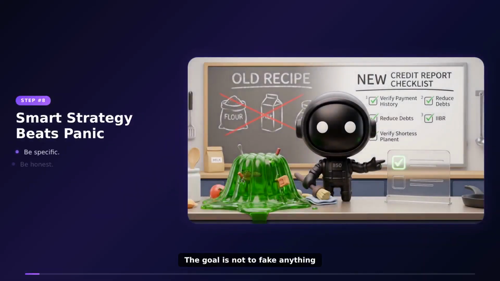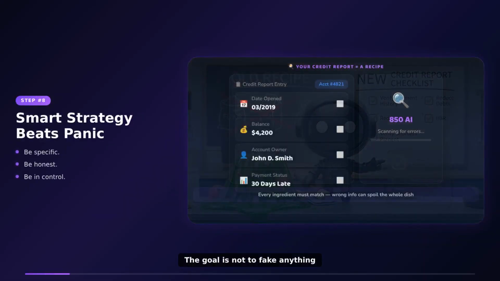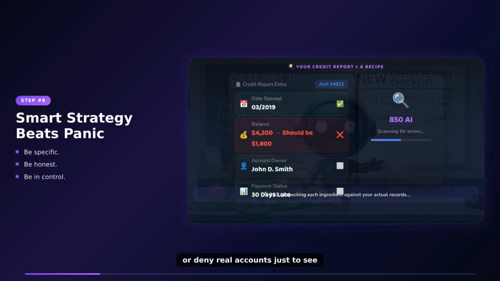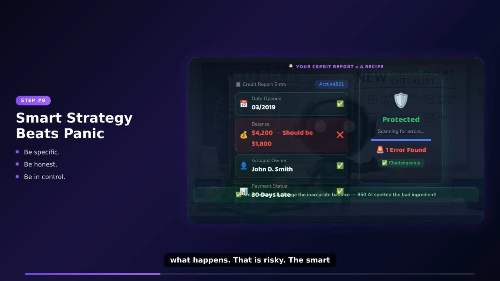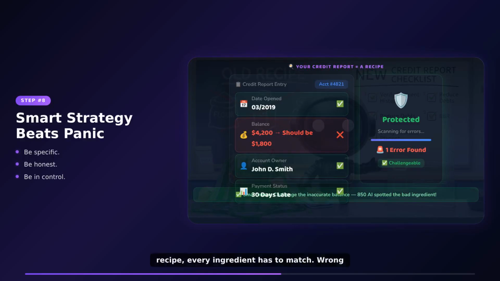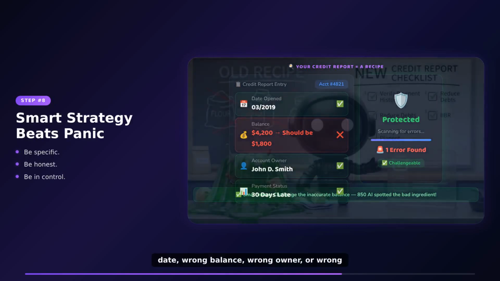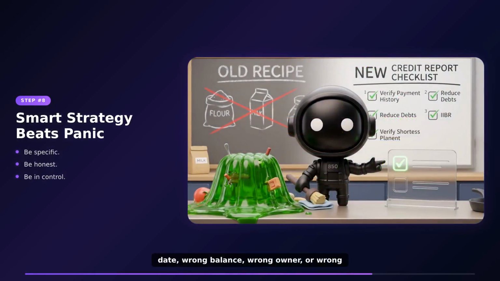The goal is not to fake anything or deny real accounts just to see what happens. That is risky. The smart move is to challenge inaccurate, incomplete, or unverifiable reporting. If the report is a recipe, every ingredient has to match. Wrong date, wrong balance, wrong owner, or wrong status can spoil the whole dish.